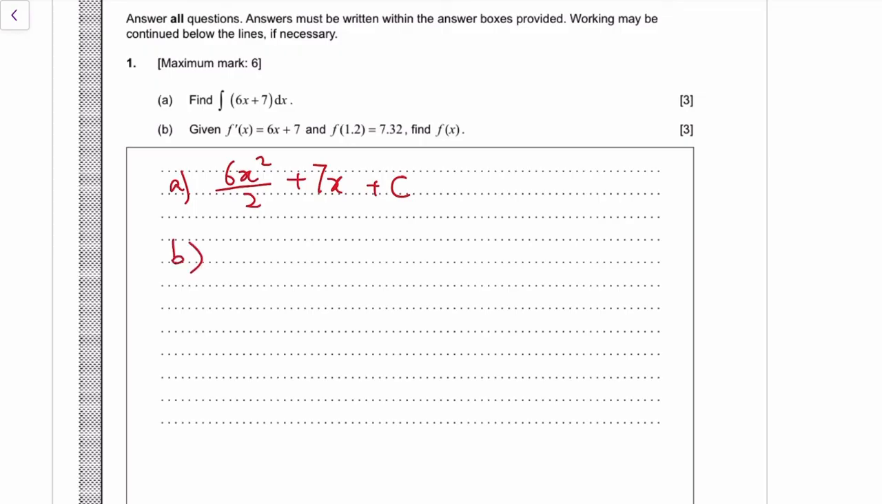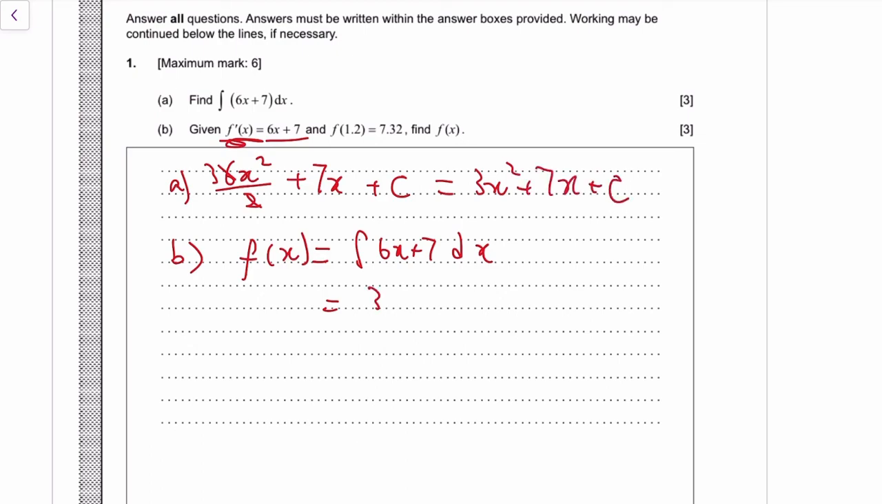For b, they tell you the derivative of some function is 6x plus 7, so that would mean the original function is obtained by integrating the derivative, because integration is the opposite of differentiation. So we did that already. Actually, we just simplify this. So like this.